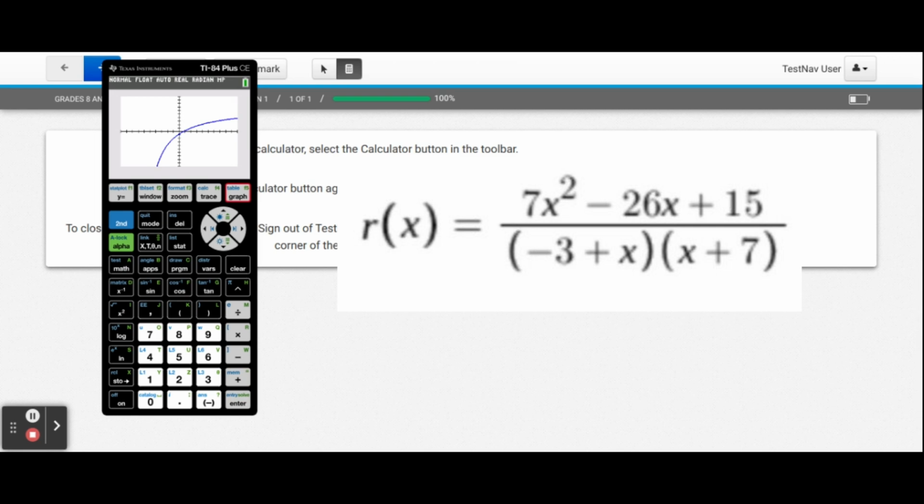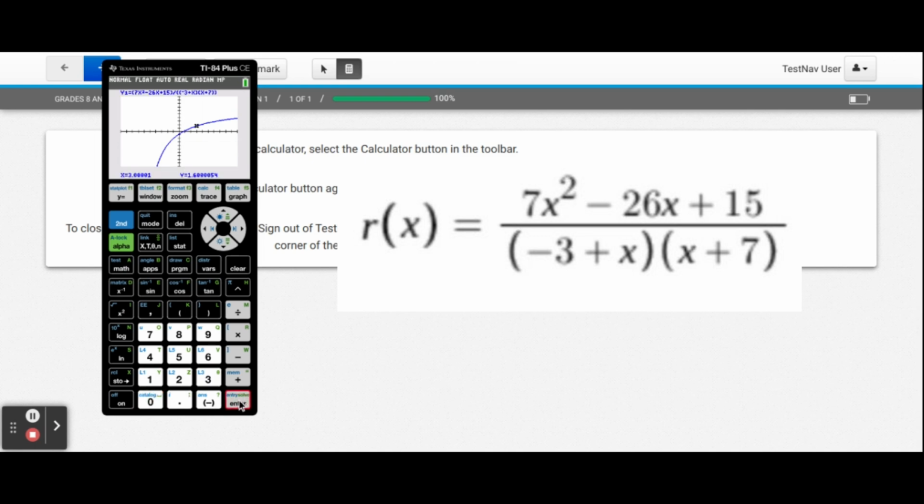My job is to find out my hole. My hole is at some point 3, something, but here's the problem. I can't plug in 3 because if I plug in 3, it's undefined. So here's a quick fix. I'm not going to plug in 3. I'm going to go to zoom calc. I'm going to go to value, and instead of plugging in 3, I'll plug in 3.00001, a number that's awfully close to 3, but not 3.